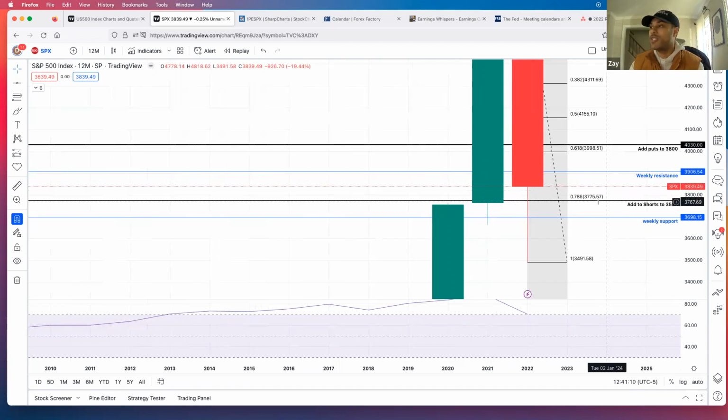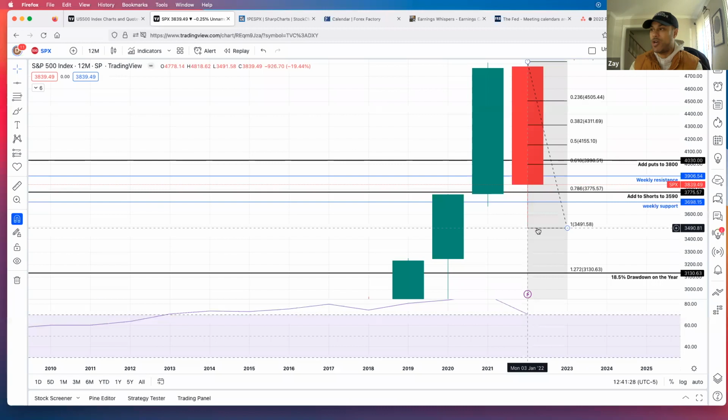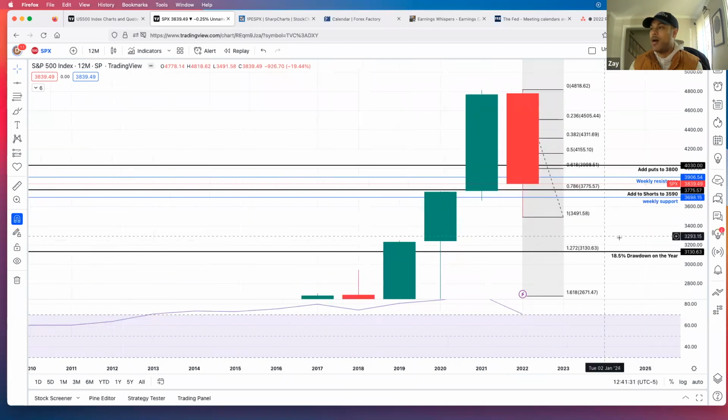The key level is going to be this 3775, right? If we break below this 3775, to me, that's a signal that we will be headed to retest those lows at 3,500. So once we get below 3775, it's a retest of those lows. And then as you can see, the low for the year based on my fib extension will be 3,100, basically 3,130.